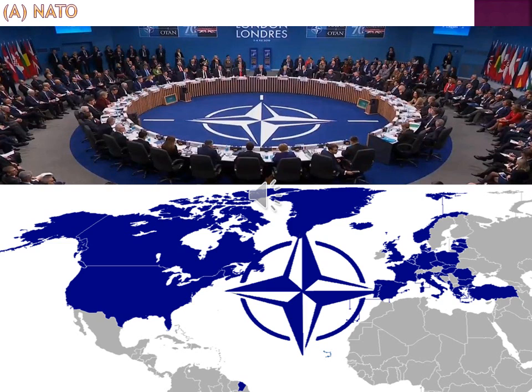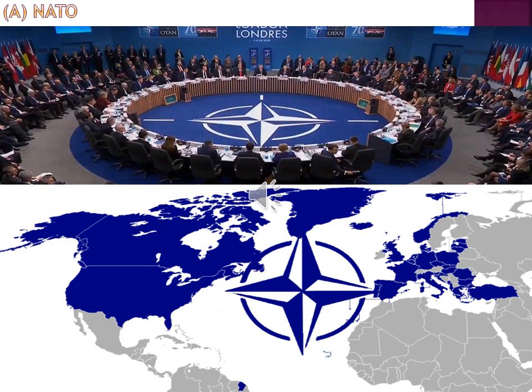So NATO, the North Atlantic Treaty Organization, was formed by the United States and its European allies to resist the Soviet aggression in Europe in 1949. The countries of North America included the United States and Canada. The European countries were Belgium, Denmark, France, Iceland, Italy, Luxembourg, Netherlands, Norway, Portugal and United Kingdom. Later Greece and Turkey also joined in 1952, and Germany joined NATO in 1955.